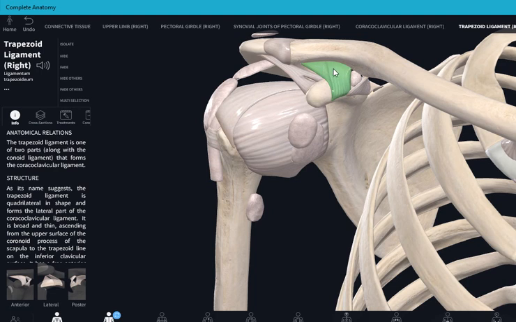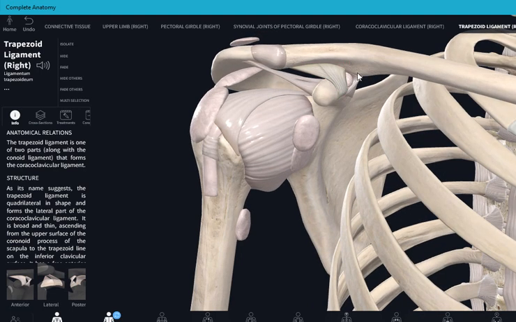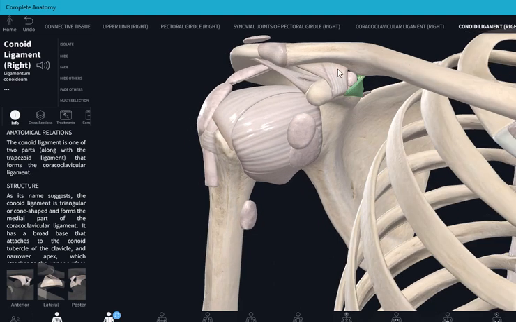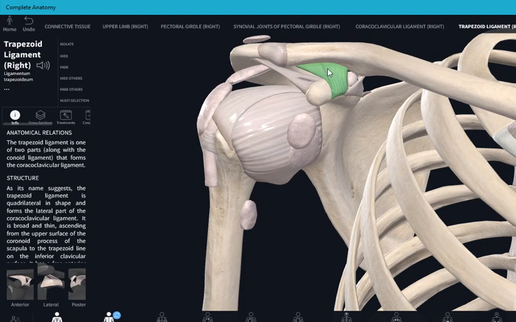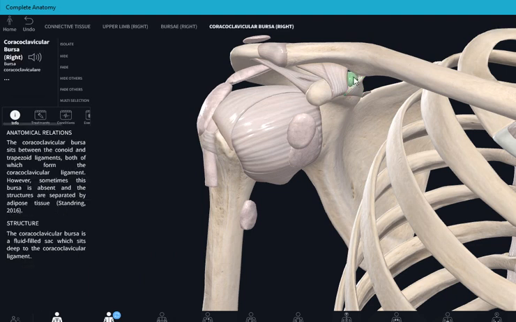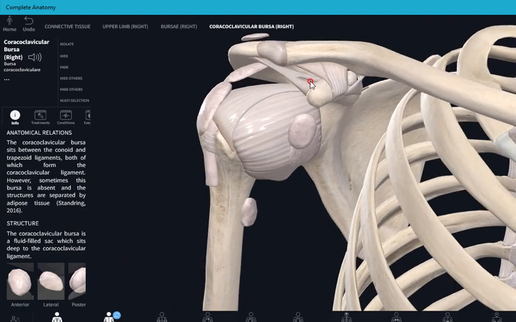So the coracoclavicular ligament has two ligaments in it, the trapezoid ligament and the conoid ligament. This one here is the conoid ligament. So this is the coracoclavicular ligament, with the trapezoid ligament and the conoid ligament, all of them being the coracoclavicular ligament. And here you have a bursa, the coracoclavicular bursa, to prevent friction between the coracoid process and the clavicle.